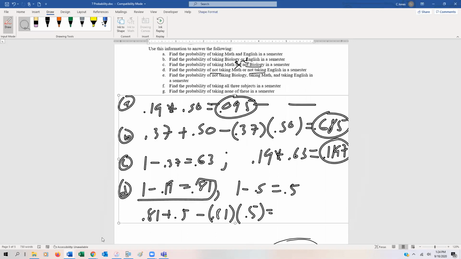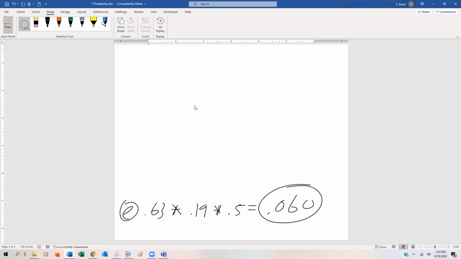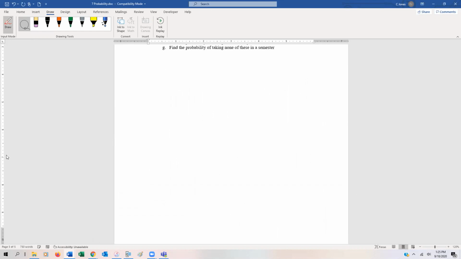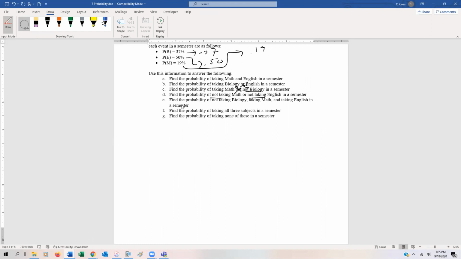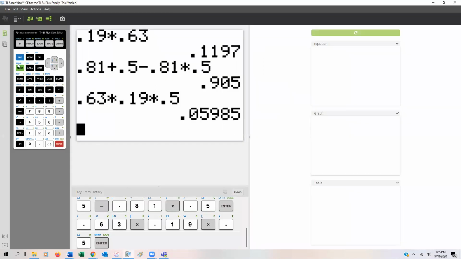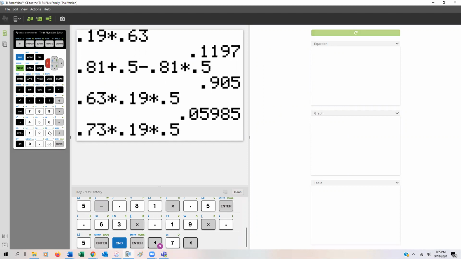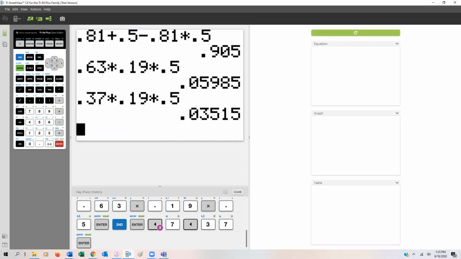Let's erase, to give ourselves a little more room to work here. Now we're going to look at part F, the probability of taking all 3 of them in a semester. That's just going to be math and English and biology. So that's going to be 0.37 times 0.50 times 0.19. We can do almost the exact same function as we did before, except we replace the first with 0.37 instead of 0.63. Just substitute that. And that's going to give us 0.035.